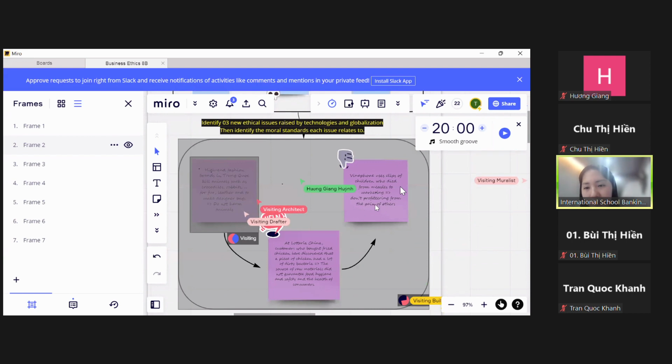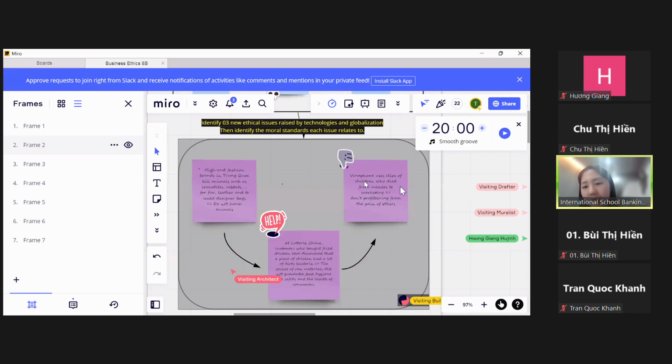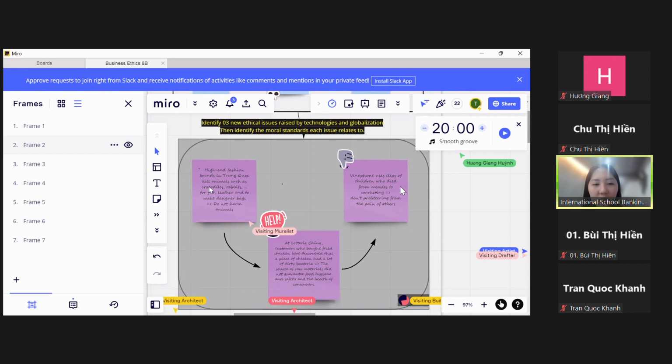Let's look at some issue right here. Very good one right here. Vinaphone used clips of children. So I can see that this case is Vinaphone used an improper clip for their marketing, yeah, that violates the ethical standard. Okay, very good one right here. Yeah, high-end fashion brands in China, not in Trung Quốc, in China, kill animals such as crocodiles, rabbits. Okay, so do not harm animals is a new ethical issue now today.